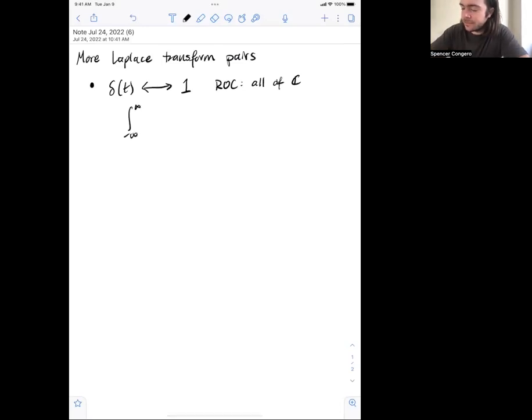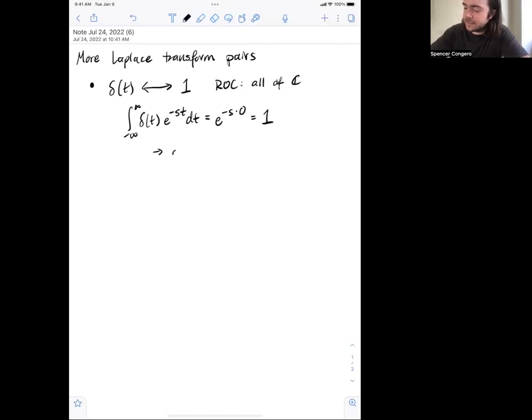So we'll take the Laplace transform of delta of t. This is just the integral of delta of t times e to the negative st dt. Okay, so that's the Laplace transform at s. And we know what happens here. We have the integral of delta times some other function. So this integral is going to pick out the value of this function multiplying the delta, where the delta function is located, which is right at t equals 0. So we're going to get e to the negative s times 0, which is just 1.